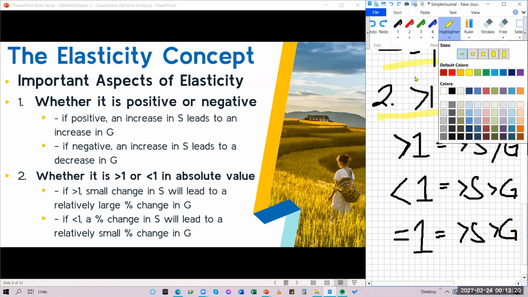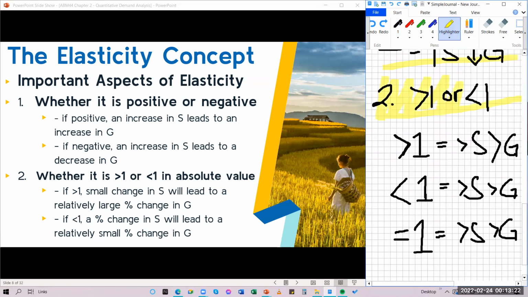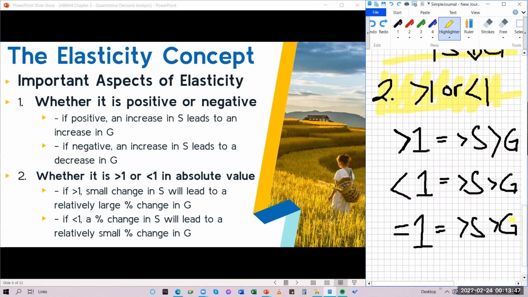So this is the second thing you need to consider, whether it is greater or less than 1. Again, if greater than 1, there is a big impact or change on your grade, or on one variable. If less than 1, only a small change results in the other variable, and so on and so forth. So let's continue. Let's look at our example.